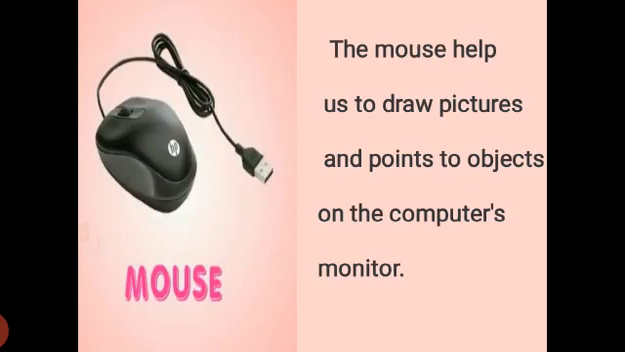Now the next point, mouse. The mouse helps us to draw pictures and point to objects on the computer's monitor. Are you getting it? The mouse helps in pointing to items on the screen. It has 2 or 3 buttons on it and also has a wire. Just like you have seen a tail. Yes, a tail, that is the wire, which connects it to the computer. We can click and move objects on the monitor with the help of the mouse.